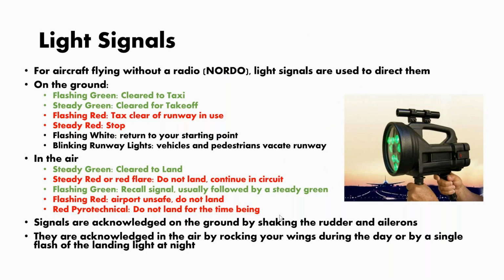If you see a flashing red light, that means the airport's not safe and don't land. And if you see a red pyrotechnic, like a firework or something, that means do not land for the time being. If you're in the sky and you see this, the way you tell the control tower that you've received the light message is, if you're on the ground, you move your rudder and ailerons around, which obviously doesn't do anything if you're just on the ground. And if you're in the sky and you want to acknowledge it, you rock your wings back and forth, or you flash your landing light at night.